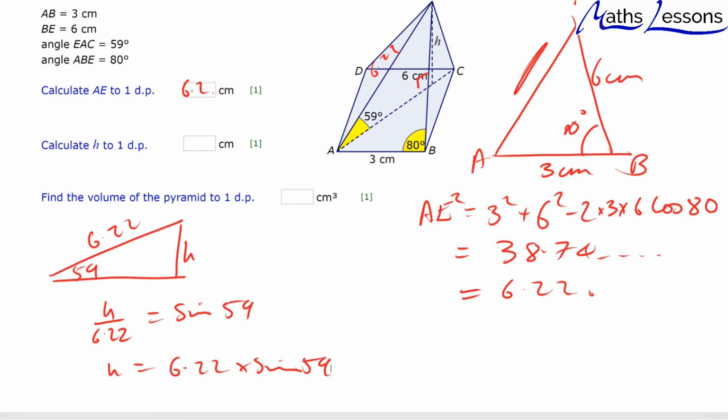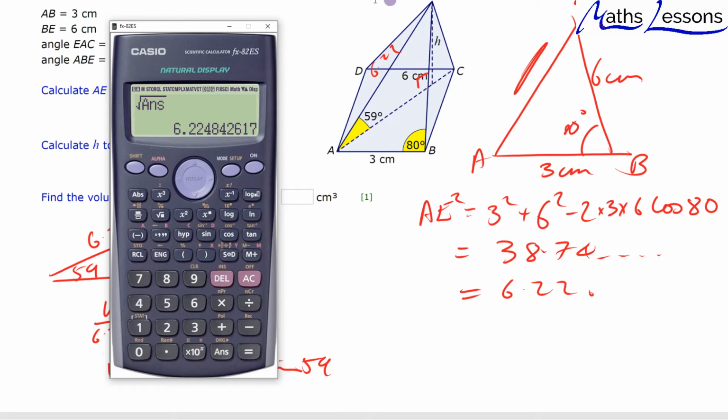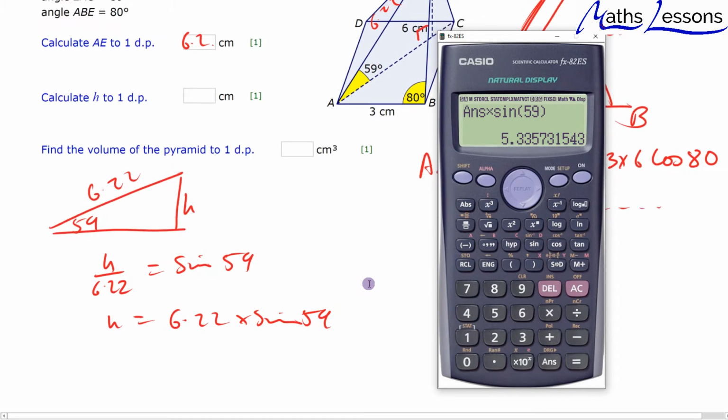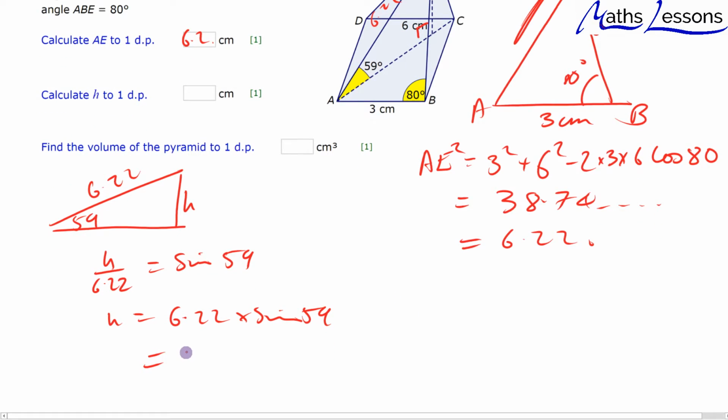Grab the calculator again, move it over there. So we got our answer times by sine of 59, and that gives us 5.3357. So it's 5.3 to 1 dp.